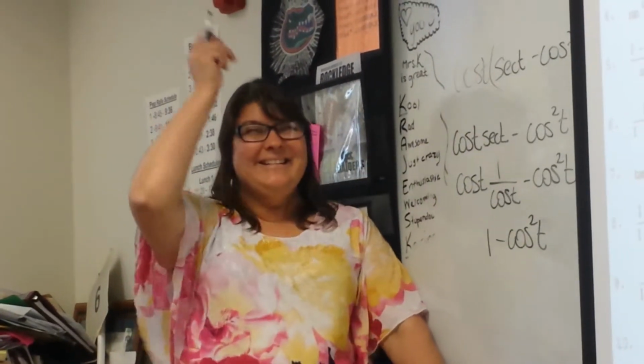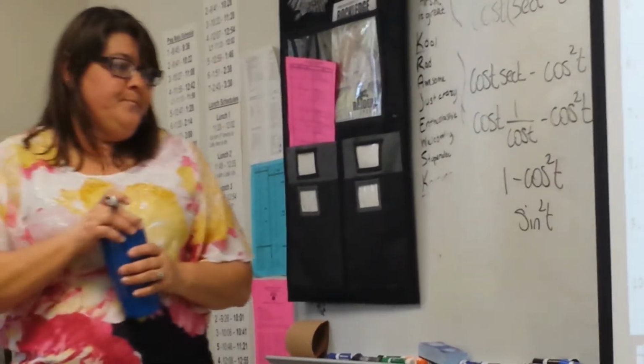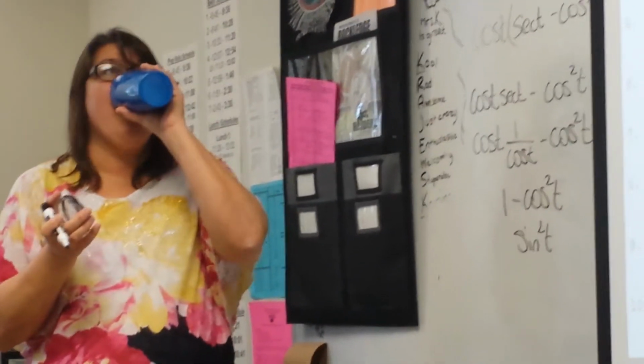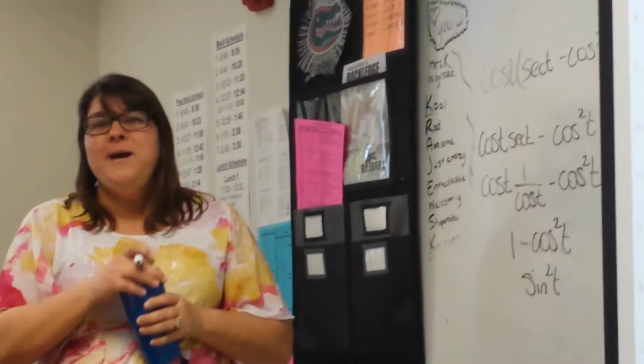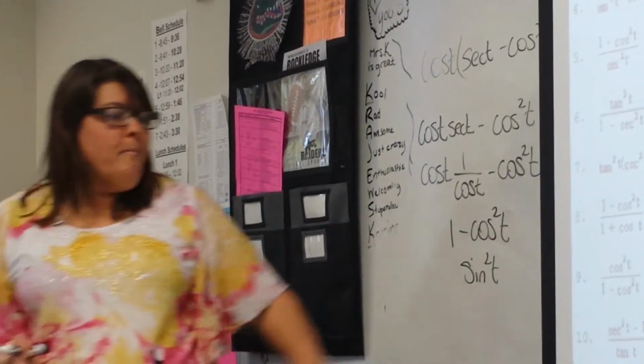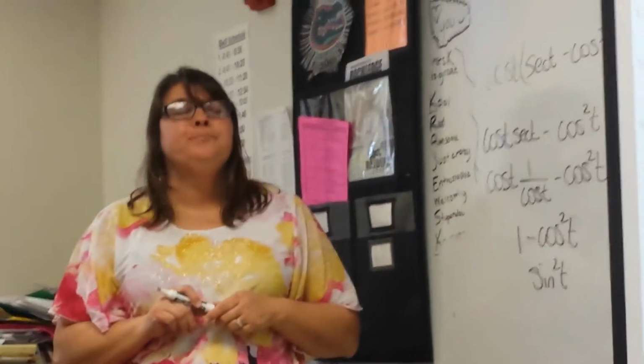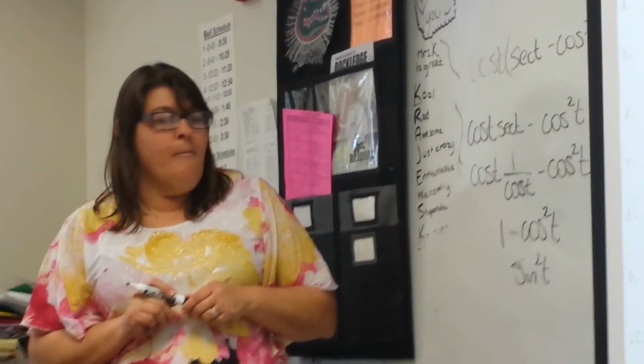And you know what? I'm so excited, because normally people don't see that. If you see that, yay. So 1 minus cosine squared theta is equivalent to just sine squared theta. And how do you know that? Because of the Pythagorean identities. And you always need to rewrite that, like on a test you would.